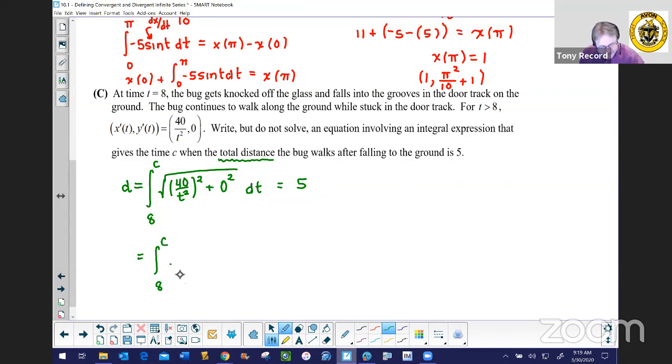But if we just clean this up just a wee bit, we find out that the square root and the square attached to this 40 over t will cancel each other out, essentially, and you're left with this. And I'll just put the 5 over here for the distance, and that would be an integral that potentially could be solved, and we could find this value of c. All right.